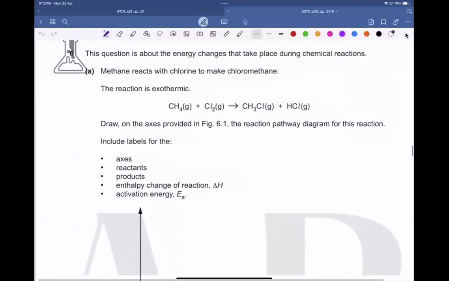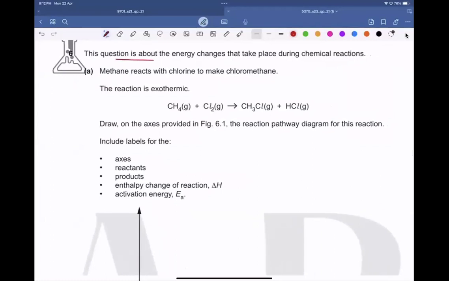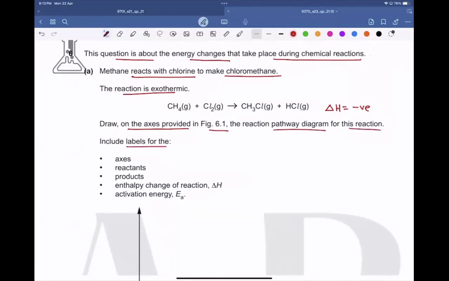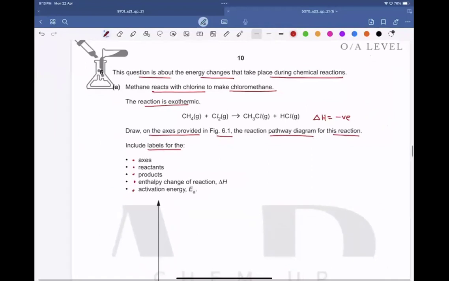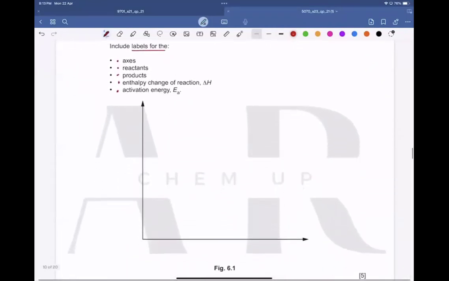Okay, now let's start with question number 6. This question is about the energy changes that take place during the chemical reaction. Methane reacts with chlorine to make chloromethane. This reaction is exothermic. It means the delta H is negative, right? Draw the diagram provided in figure 6.1. The reaction pathway diagram for this reaction should include labels for axes, reactants, products, enthalpy change, and activation energy. You have to cover all these 5 points for 5 marks.